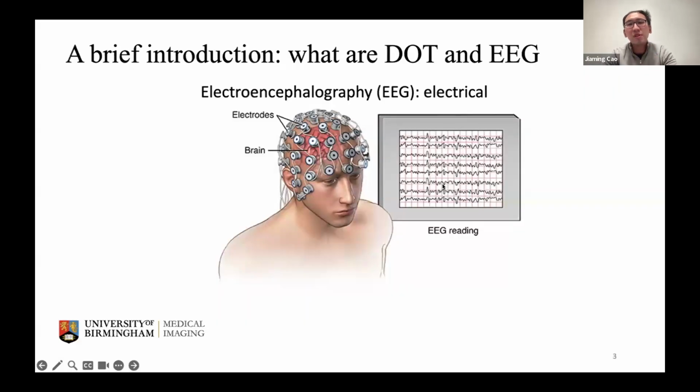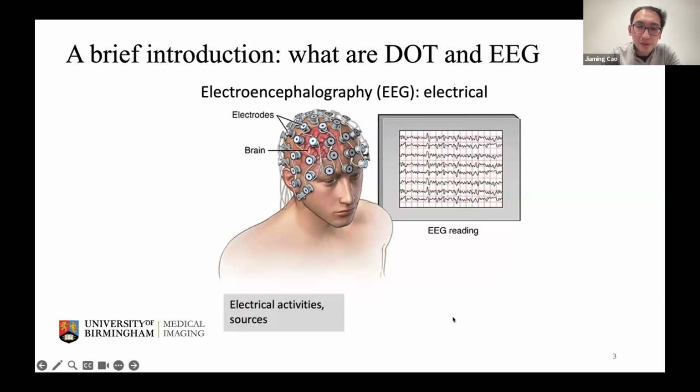So I think most of us should be familiar with the EEG and DOT, but just in case, I'm going to very quickly go through what these things are and then why we care about the fusion of them. So EEG is basically a recording of the electrical activities in the brain.